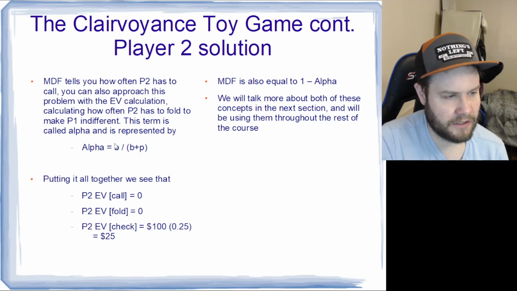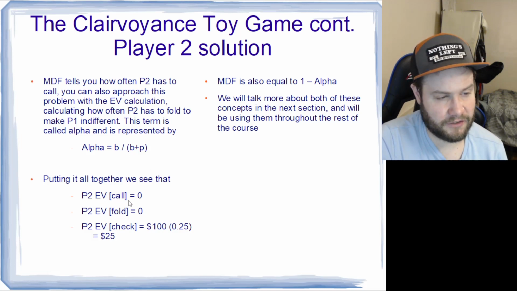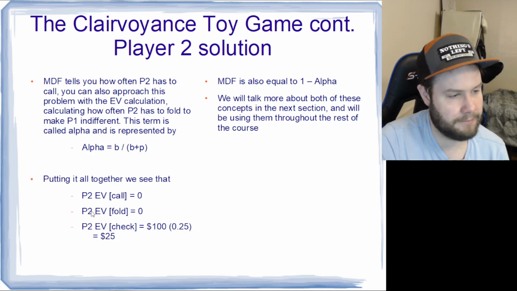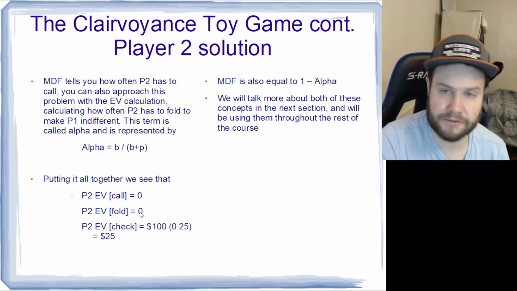So when we put it all together, we can see that player 2's EV of calling is equal to 0 because player 1 has made that happen. And player 2's EV of folding is also equal to 0 because that is the definition of folding.